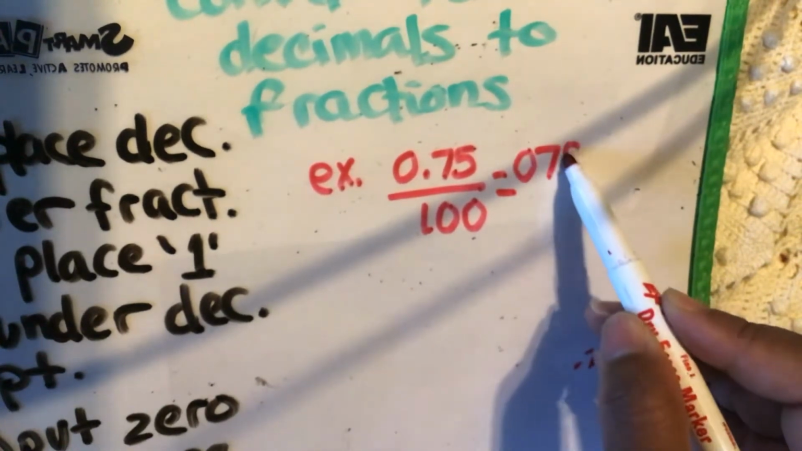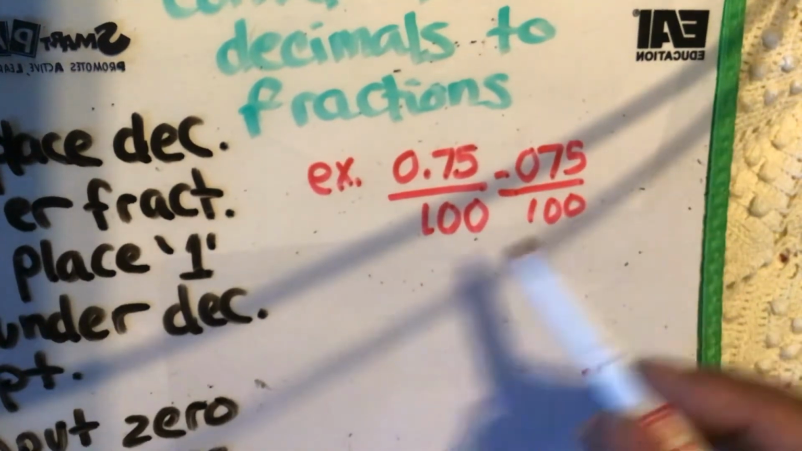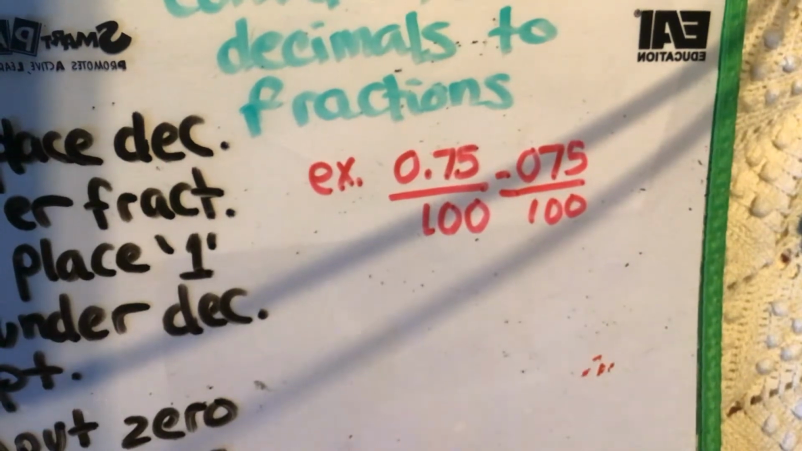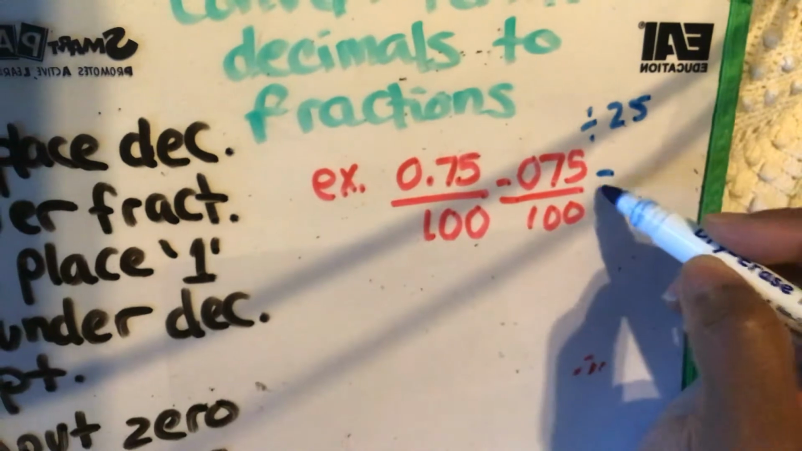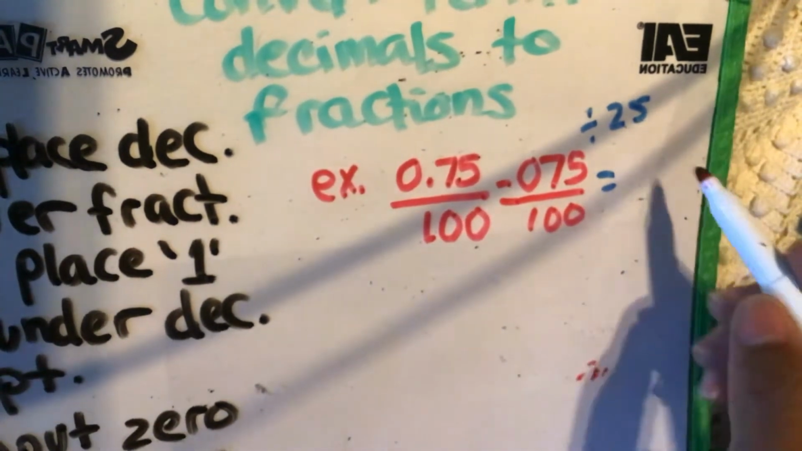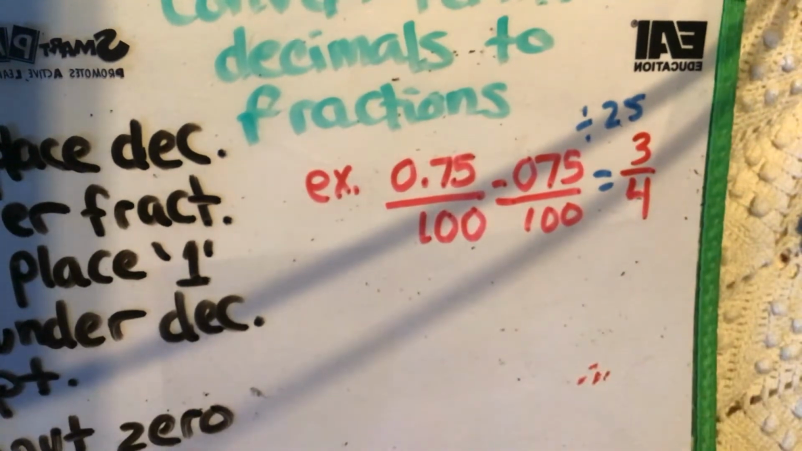The 0 in front doesn't do anything. Get rid of your decimal. And if you can reduce, you should. And if I think about this, I could divide the top by 25, divide the bottom by 25, so I'm reducing by 25 units. And that gives me a 3 on the top and a 4 on the bottom, which we know 3/4 is equivalent to 0.75 or 75 hundredths.